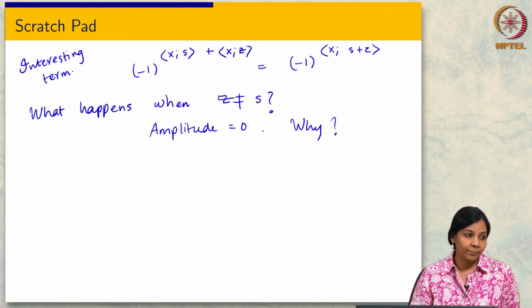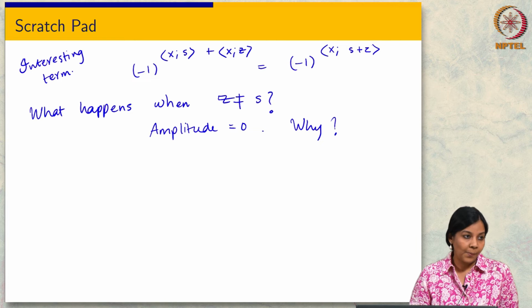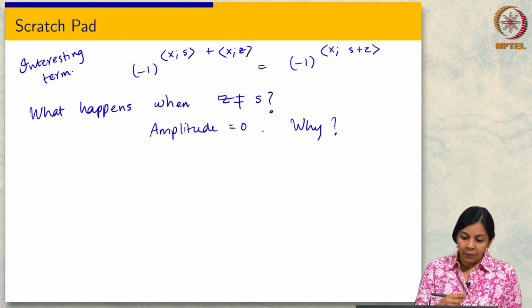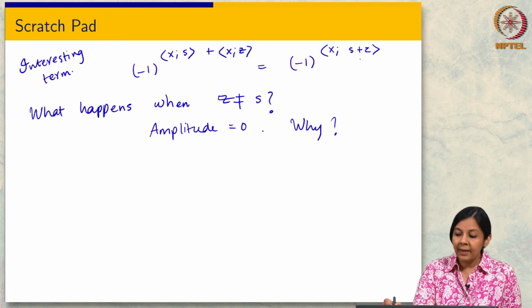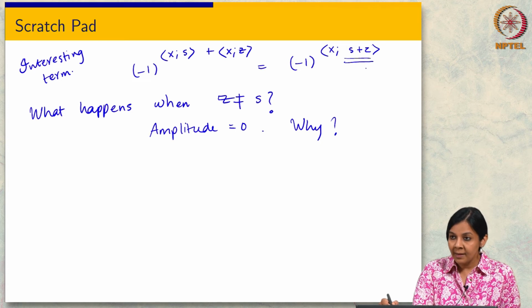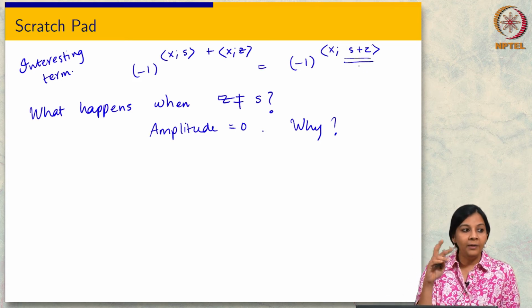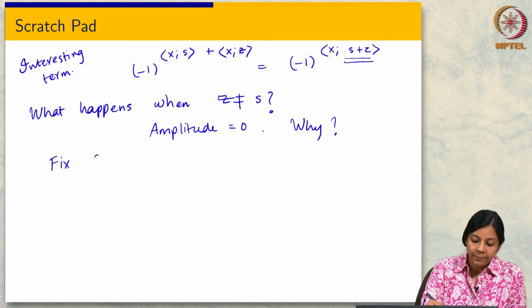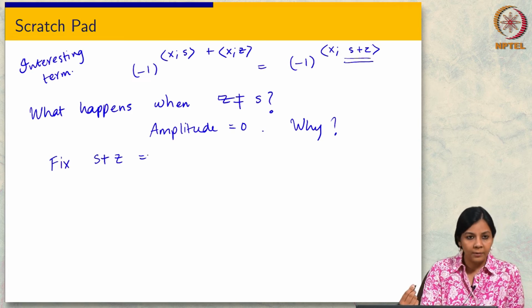Because it's mod 2, the other things should equally happen. Yes, that's right. What he's saying is that this is happening mod 2. So for any fixed s plus z, I can now find 2 points exactly which give me opposite answers. Let's fix some s plus z. It doesn't matter what it is.